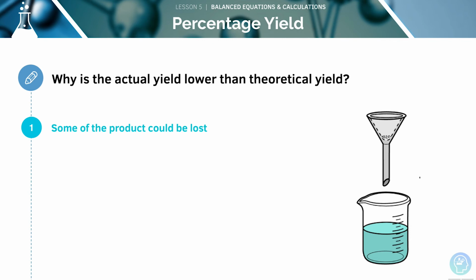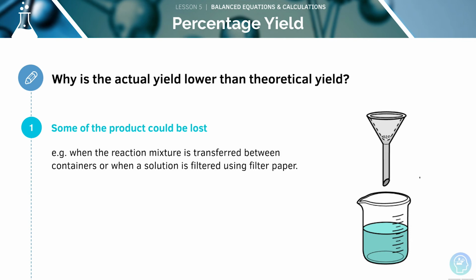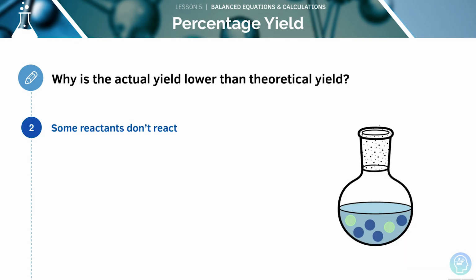Now that we've looked at a real-life example, let's look at some reasons why actual yield is lower than theoretical yield in chemistry. First, some of the product could be lost. This can occur when the reaction mixture is transferred between containers, or when the solution is filtered with filter paper. In this diagram, some of the water may remain inside the funnel and not be transferred into the beaker.